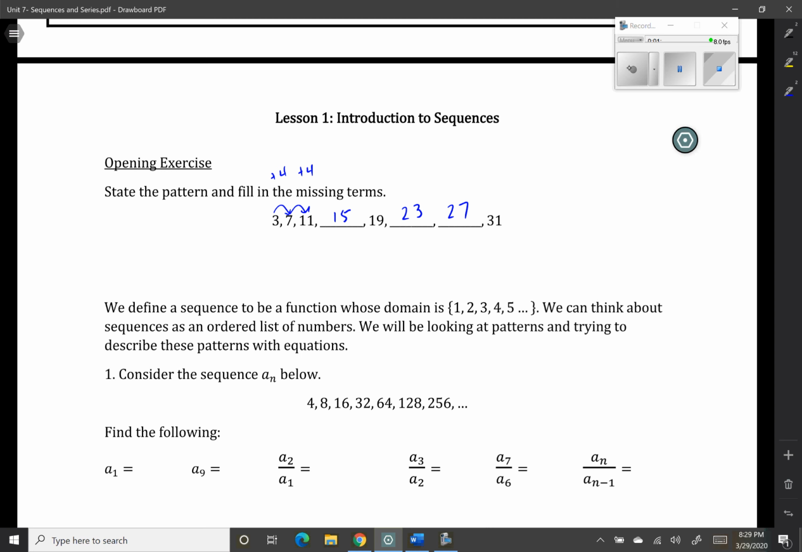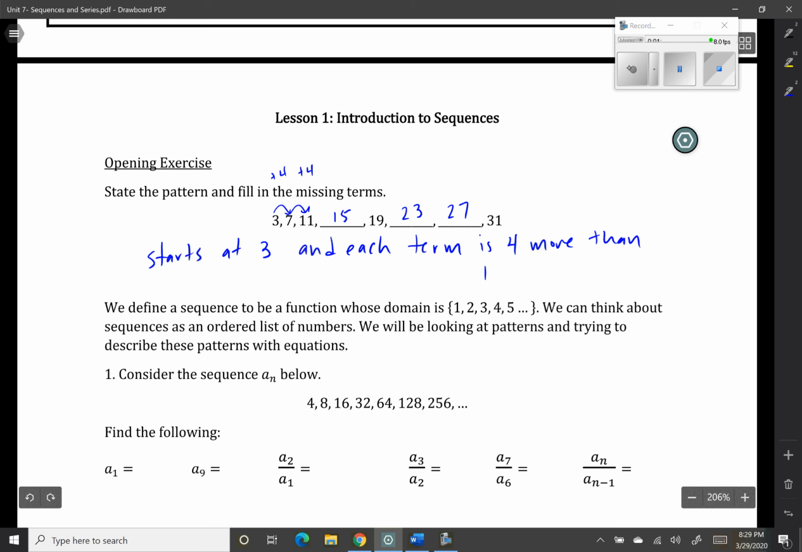So we could say our pattern starts at 3, and each term is 4 more than the previous term.